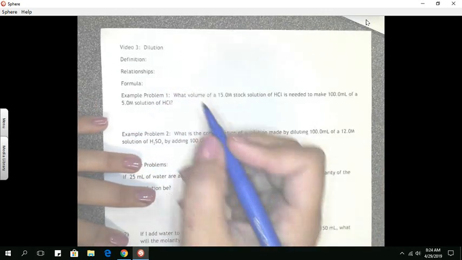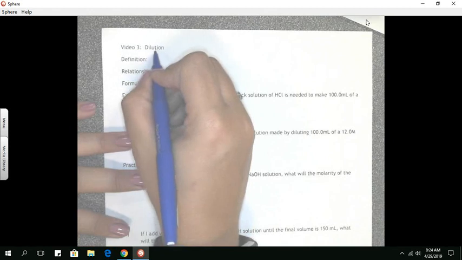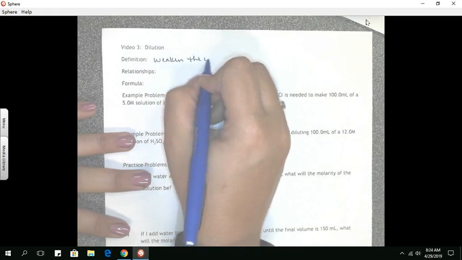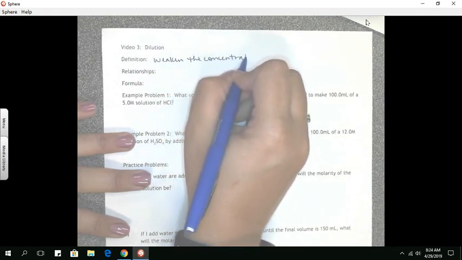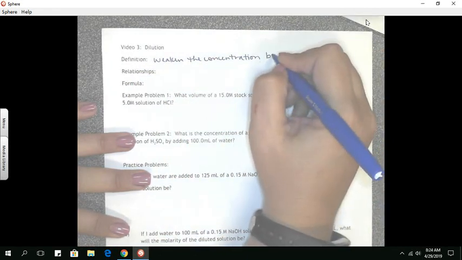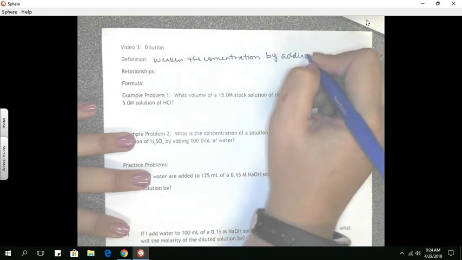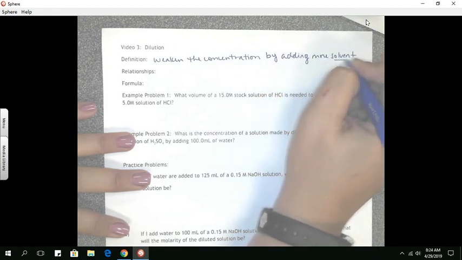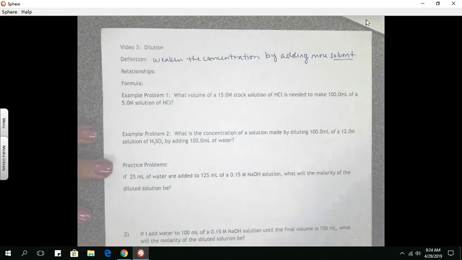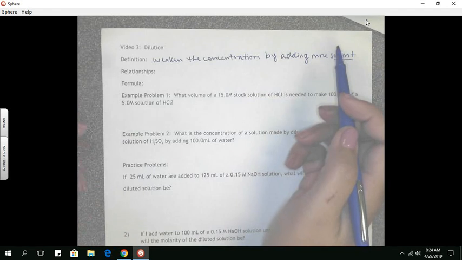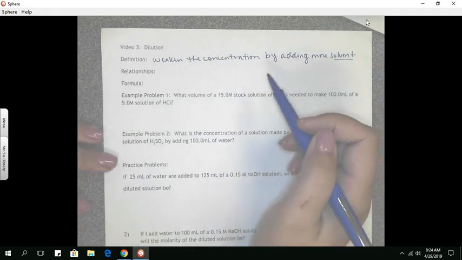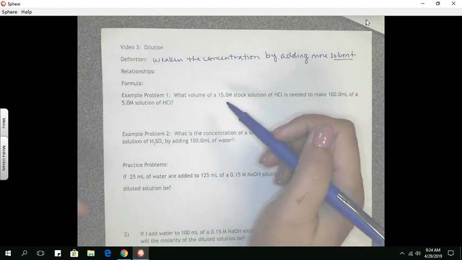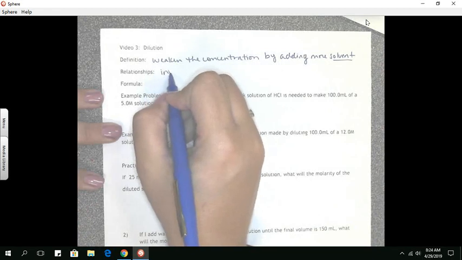is usually water. So by definition, dilution means to weaken the concentration, and we do this by adding more solvent. Usually our solvent is water. So as we add more water, let's say to juice, the concentration of the juice becomes less and it begins to taste more like water. And so this is an inverse relationship.